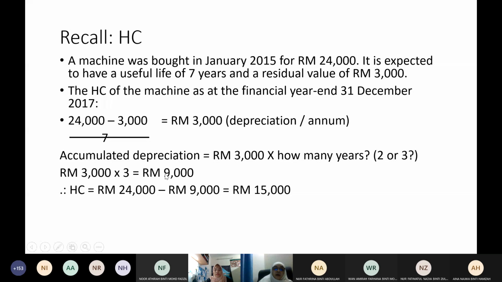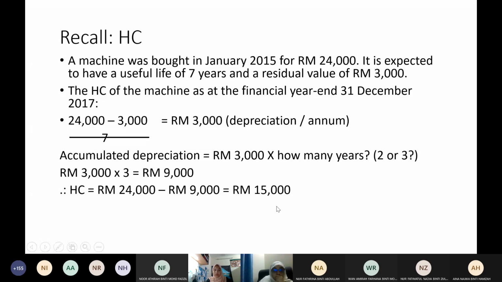So therefore, based on that, you can calculate the historical cost, or the net book value. Net book value as at 31st December 2017 would be the cost. Please remember to take the 24,000, not the 21,000, minus the accumulated depreciation.